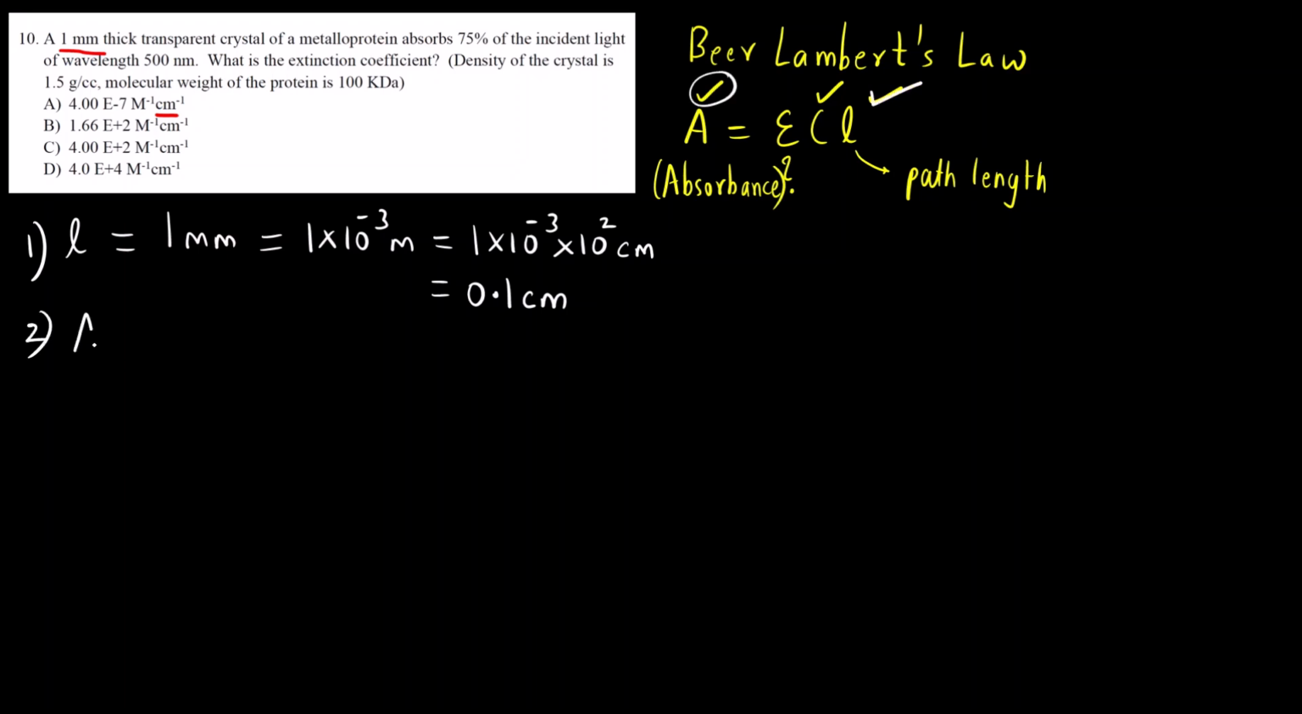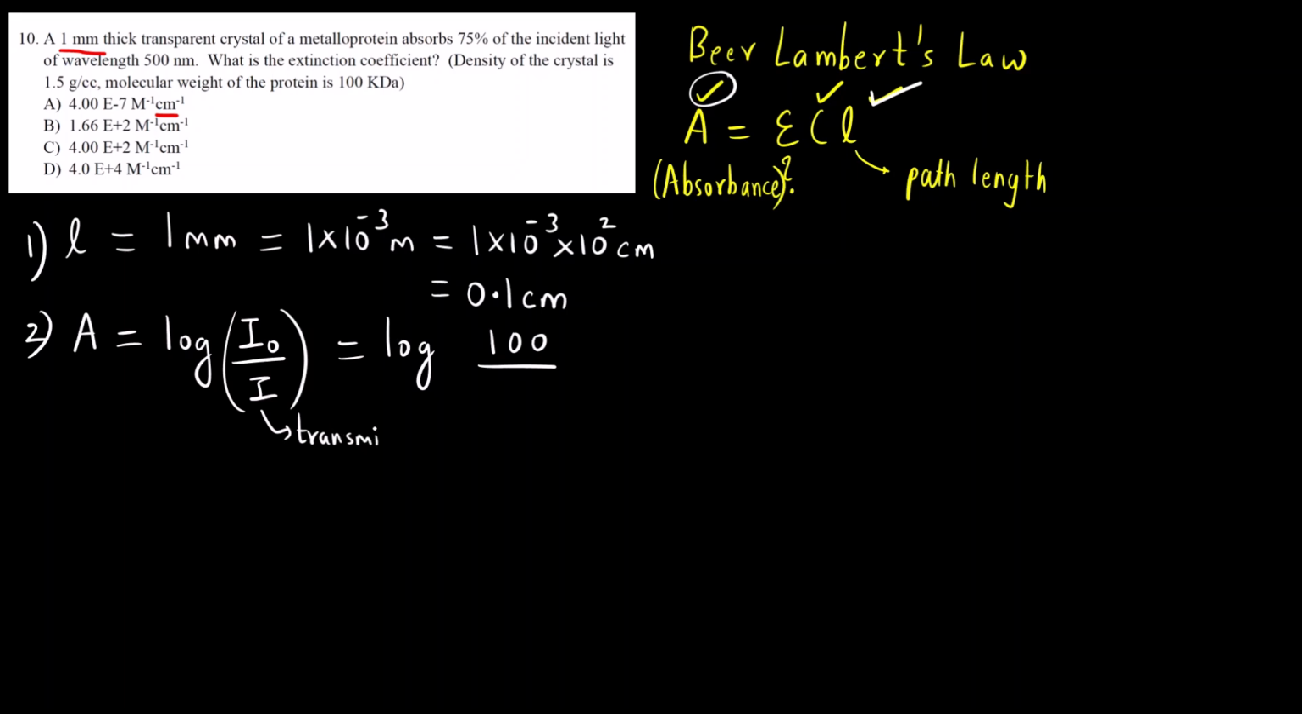Second one, absorbance. What is the formula? Log of I0 by I. What is I0? I0 is the incident light. Incident light is how much? 100%. And I is what? I is the transmitted light. So how much is absorbed?